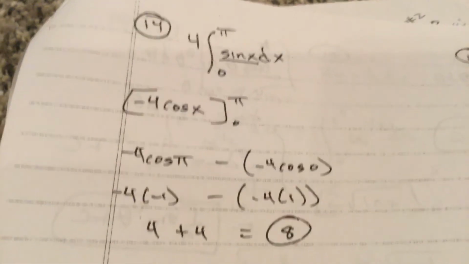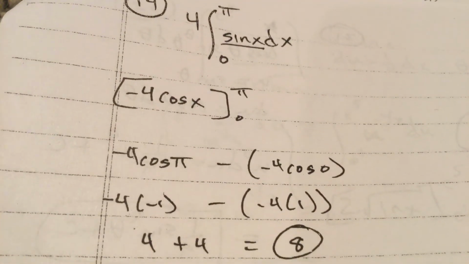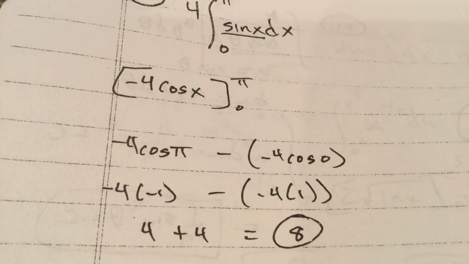14 requires no use of substitution. What's the antiderivative of sine x? It is negative cosine x. Plug in pi, plug in 0. There you go. It is 8.